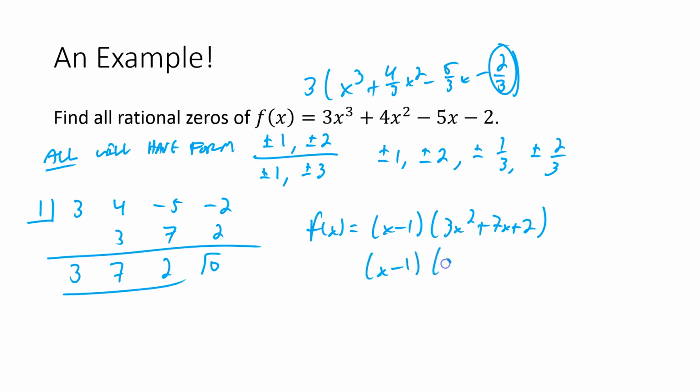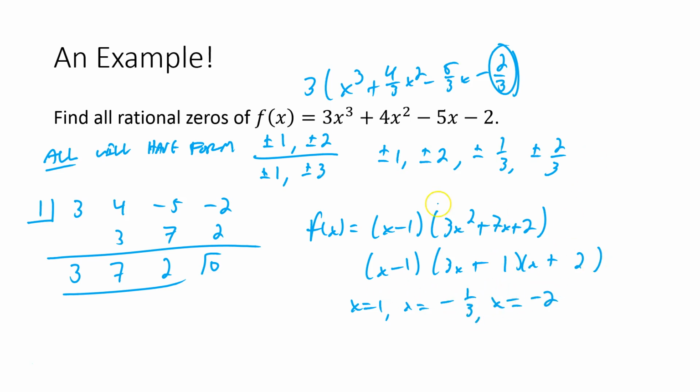So we have x minus 1. Let's do 3x and x. Only way to make 2 is 2 and 1. Let's see if I put a 2 here and a 1 here, I get a 6 and a 1. Yeah, 7. So it looks like the rational roots are x equals 1, x equals -1/3, and x equals -2.